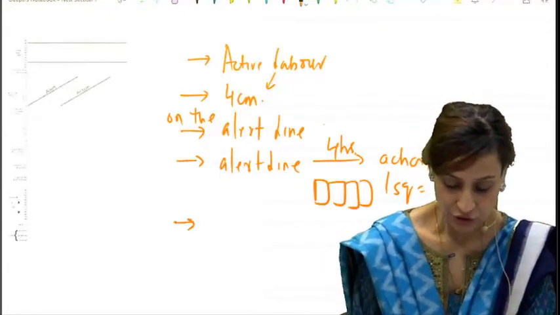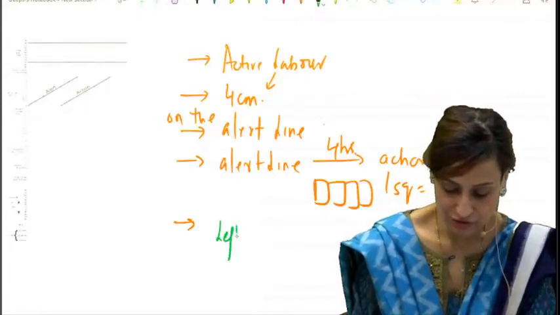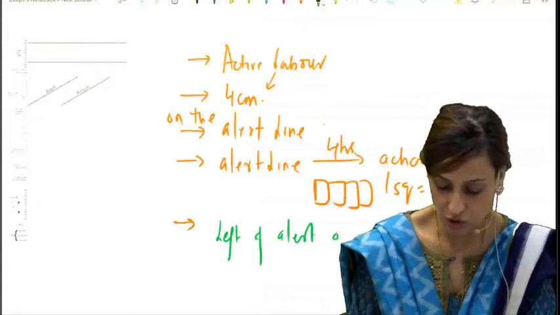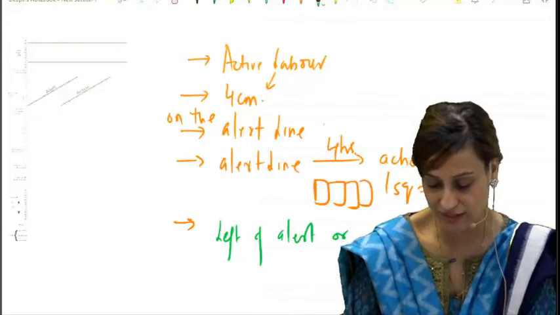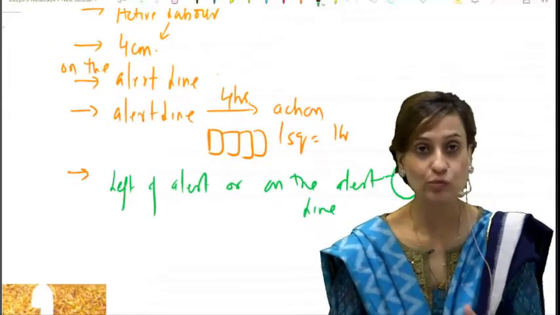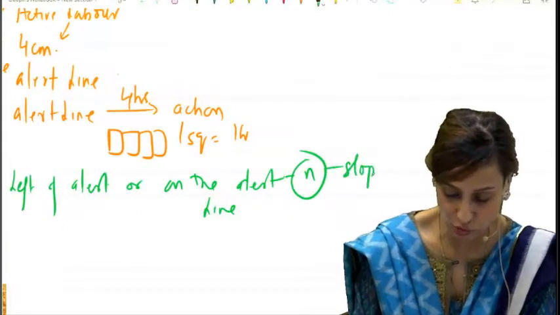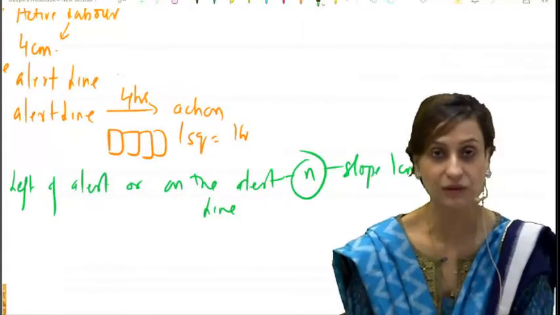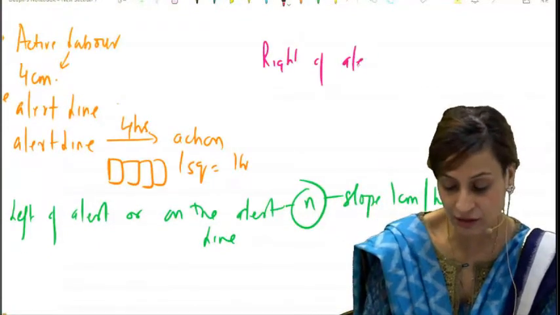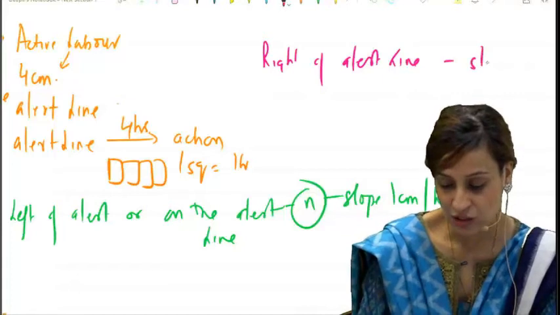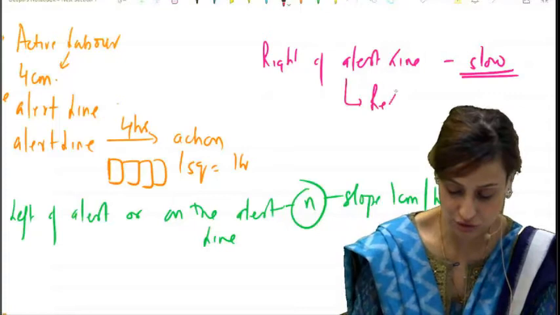You should know that as long as the graph is to the left of the alert line or on the alert line, it means it's a normal progress, right? The slope of the alert line tells us that the progress is normal, and it has a slope of 1 centimeter per hour. Whereas if the graph comes to the right of the alert line, it means it is slow labor, right? And she needs to be referred to a higher center.